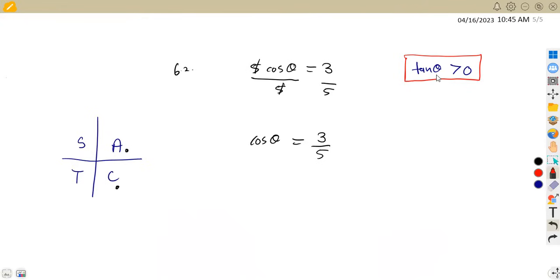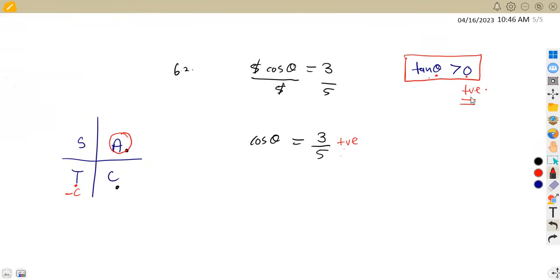Here we are given that tan of theta is greater than 0, meaning tan of theta is positive. So where do we have cos being positive and tan being positive at the same time? This can only happen in the 1st quadrant. In the other quadrant, tan is positive, but take note, cos is negative. So it can't work, because cos in this case is positive. So we need a condition where both are positive.